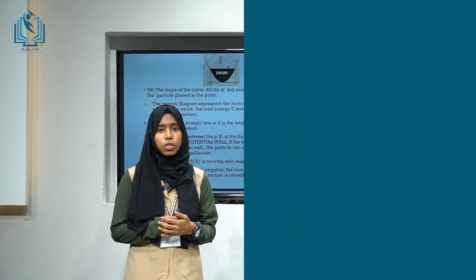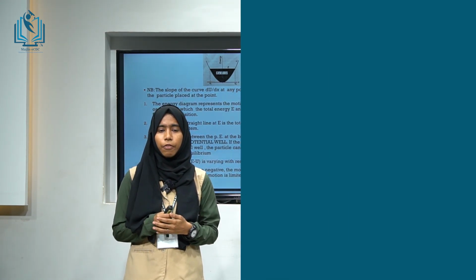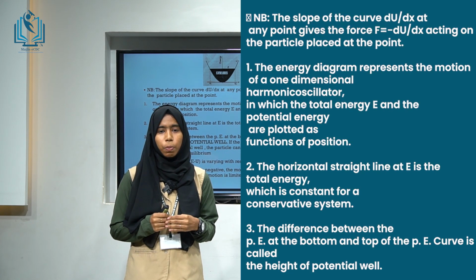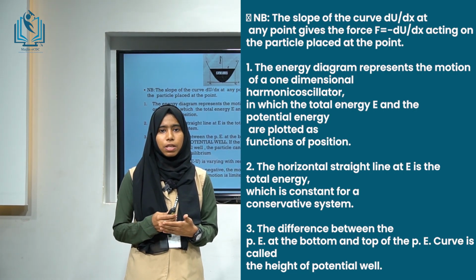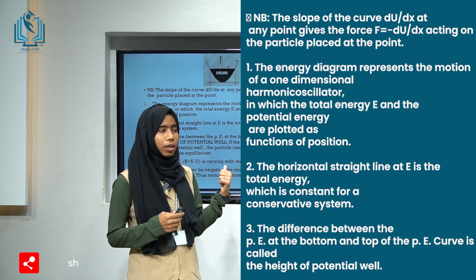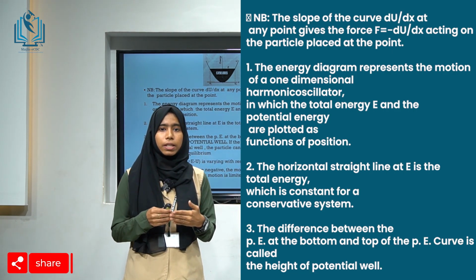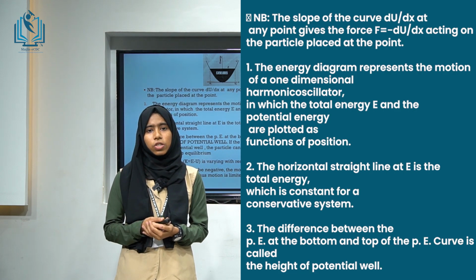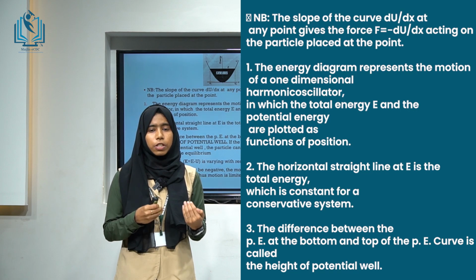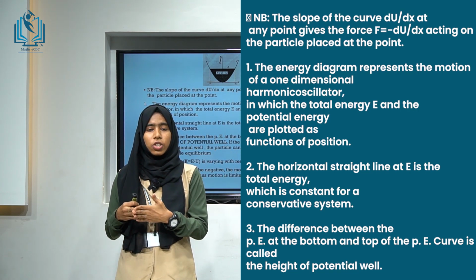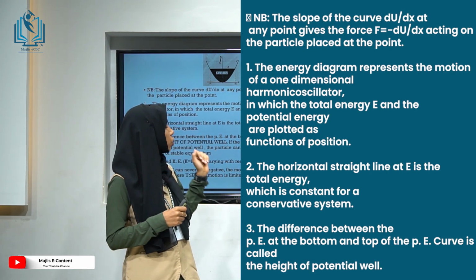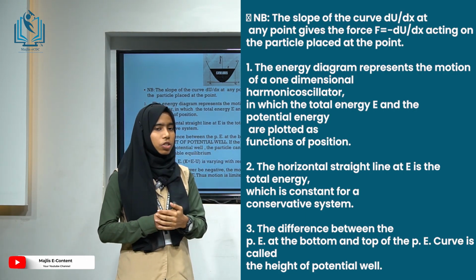The thing we need to note here is that the slope of this graph, dU by dx, gives the force acting on the particle: F is equal to minus dU by dx. The energy diagram represents the motion of a one-dimensional harmonic oscillator. The graphs are plotted as functions of position. This graph plots total energy and potential energy as functions of position. Here the E shown in the figure is the total energy.